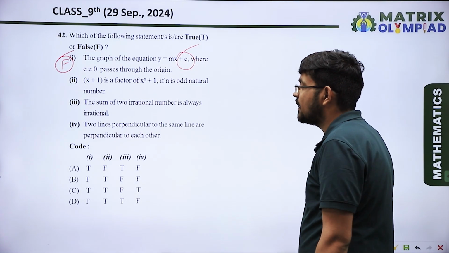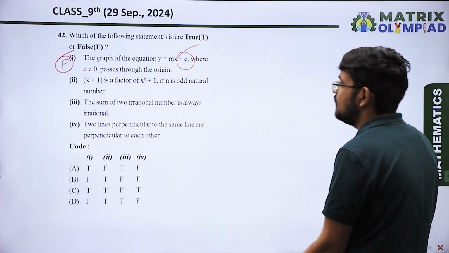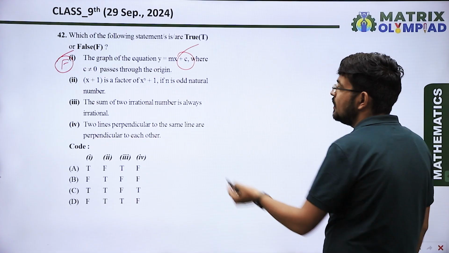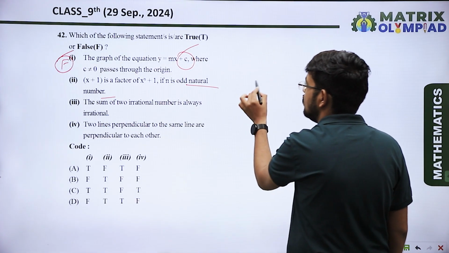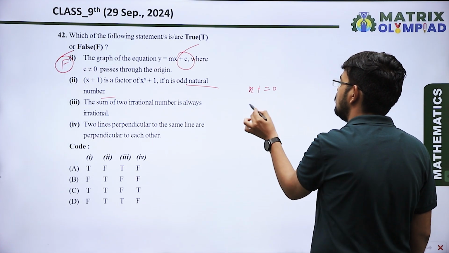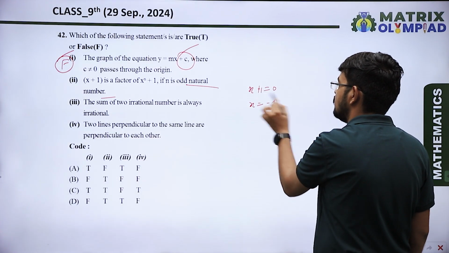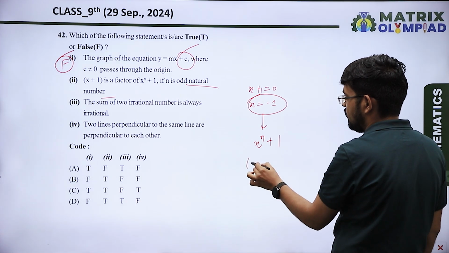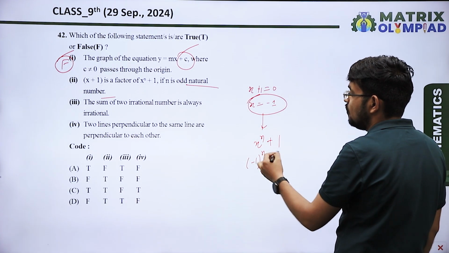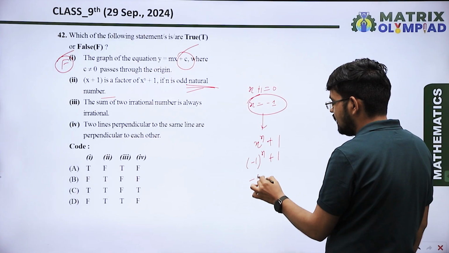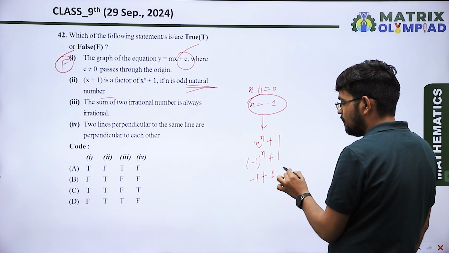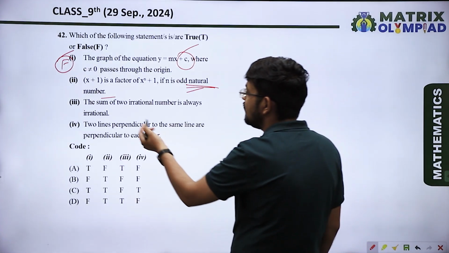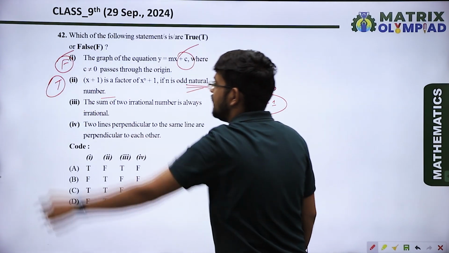Second, x plus 1 is a factor of x raised to power n plus 1. So you find the remainder. If the remainder is 0, then it will be the factor. So if n is an odd natural number, x plus 1 equal to 0, x equal to minus 1. So put it in x raised to power n plus 1, that is (minus 1) raised to power n plus 1. If n is odd, you will definitely get minus 1. So minus 1 plus 1 equals 0. So if n is odd, you are getting remainder 0. So definitely x plus 1 is a factor. So the second one is true.